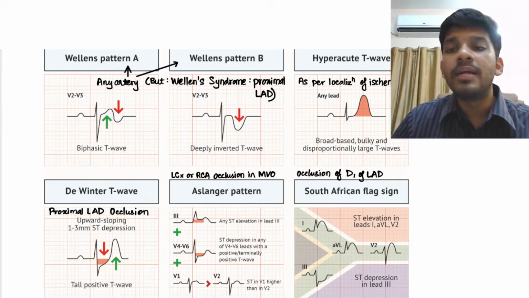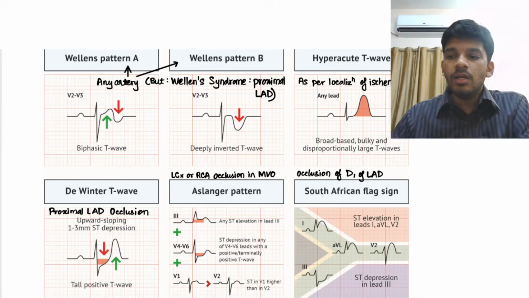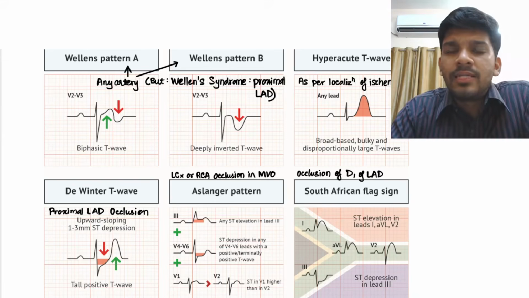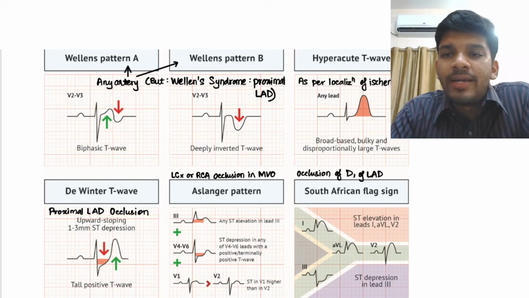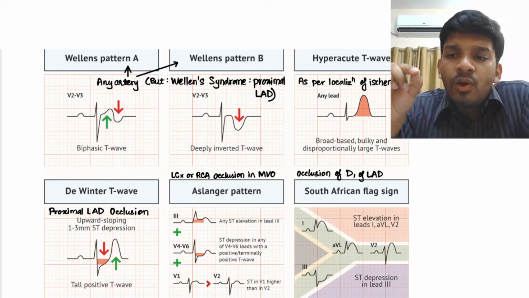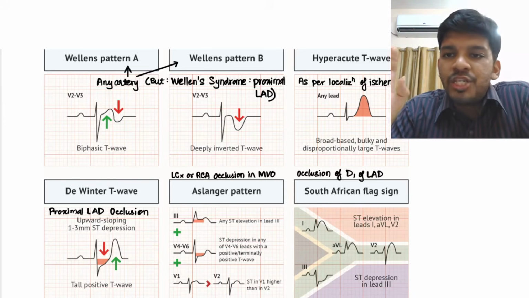Now, going to a concept related to occlusion MIs or occlusive MIs. We will keep it very short. Otherwise, we will have to go into the detail of each OMI pattern and its anatomy and its corresponding angiographic picture. But we will only limit our discussion to how the ECG patterns appear and what the occlusion is.